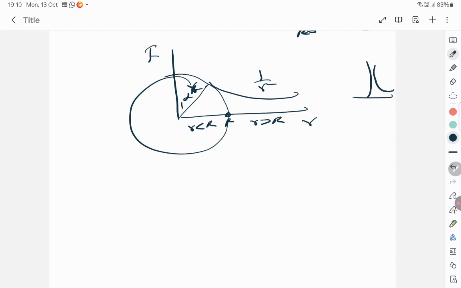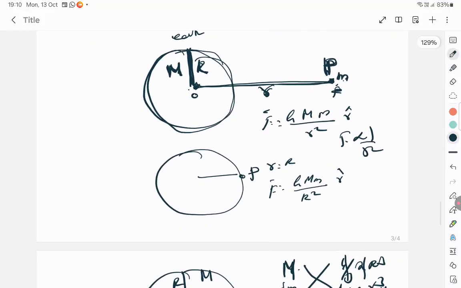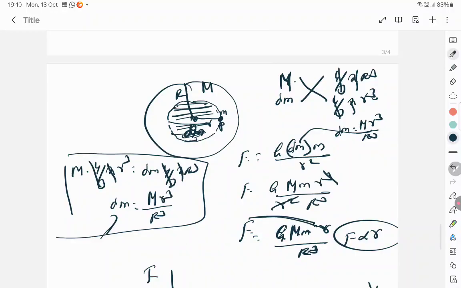You should memorize this graph and go. F is directly proportional to r inside, and as it goes outside, it becomes inversely proportional. This graph is very important. If asked to write a note on shell theorem, write all this, but mainly this: the mass which is interior to the point mass m is what is going to contribute to the force of attraction.